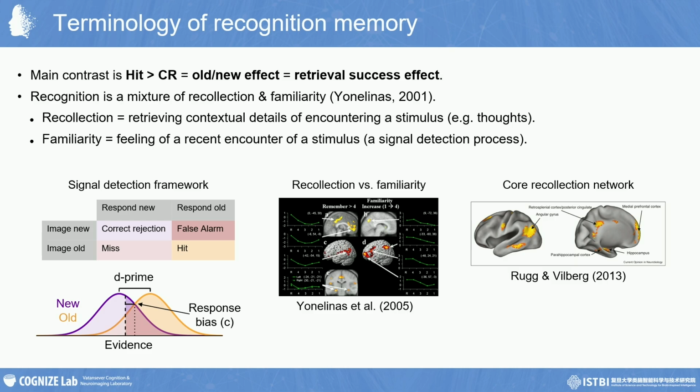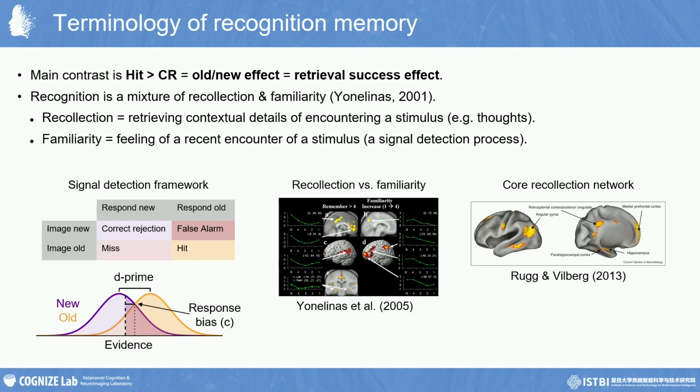The way to study recognition memory in the brain, the most canonical way, is still what is called the old-new, or the retrieval success effect. For that, it's important to understand the lingo that comes from the signal detection framework, where if a participant calls a new stimulus new, we call that a correct rejection. If someone calls an old stimulus old, we call that a hit. And for the retrieval success effect, you just subtract one from the other, essentially.